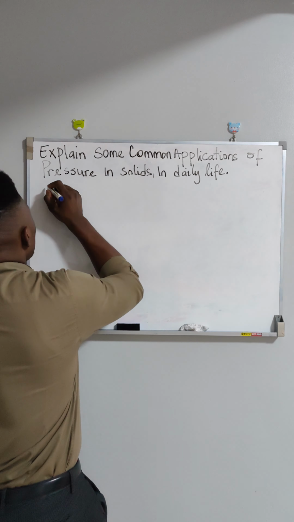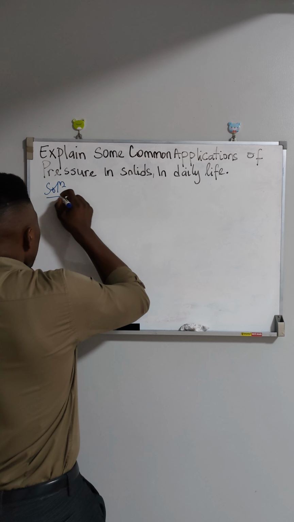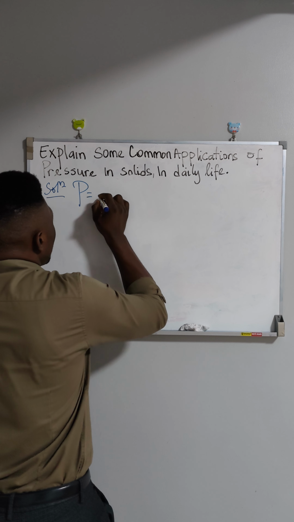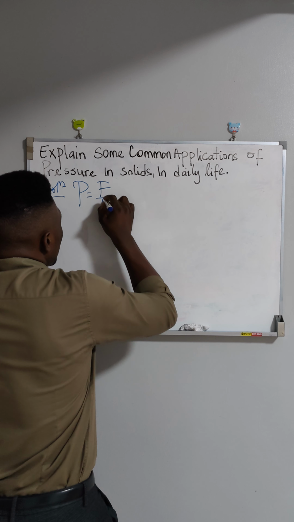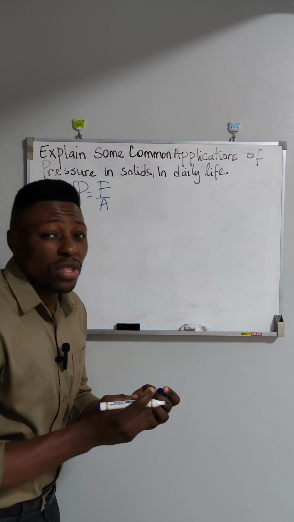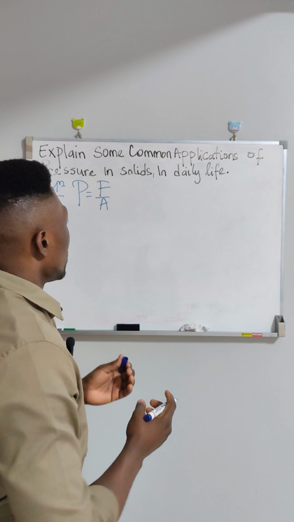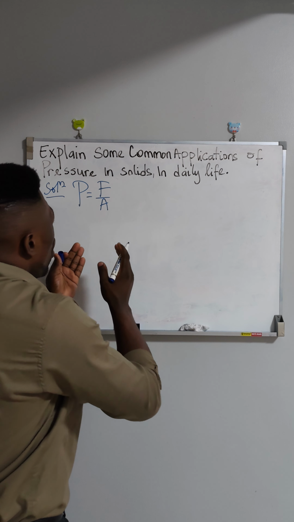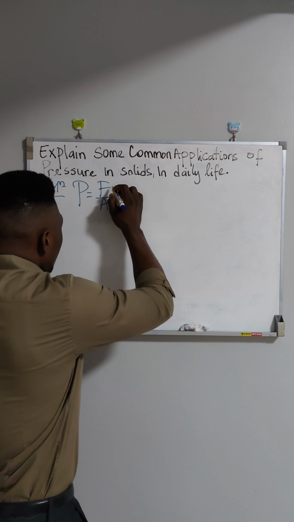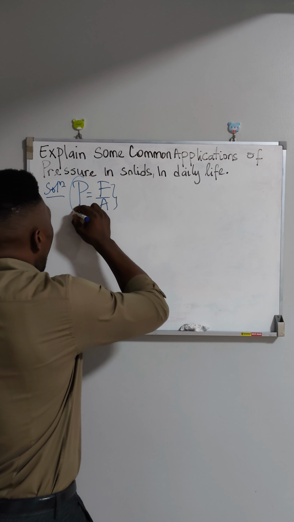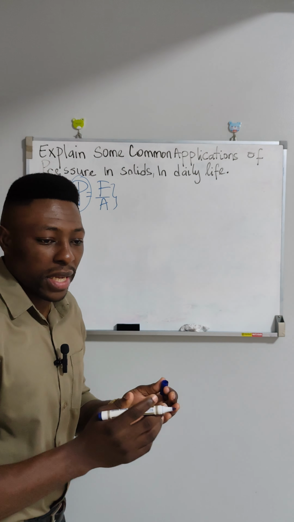Follow me, dear friends. Solution. Before everything else, let us remind ourselves of this famous formula, P equals F over A, which is the foundation of pressure in solids. Now, with this formula, we can manipulate these two quantities depending on the outcome of pressure which we want to obtain.